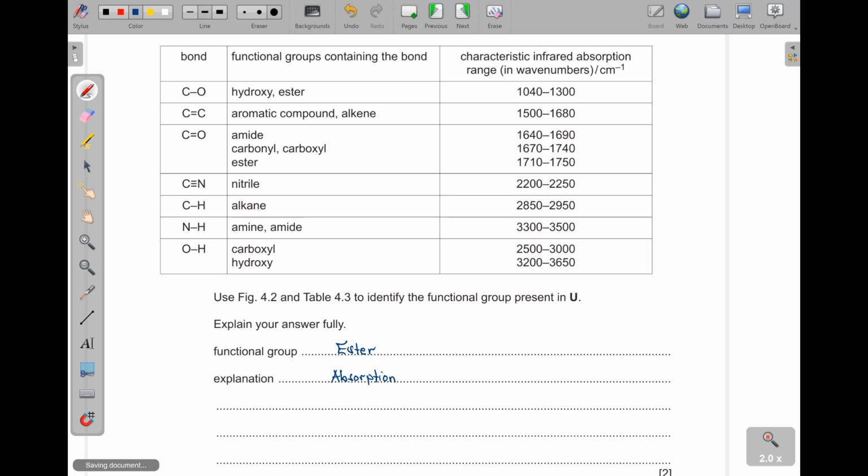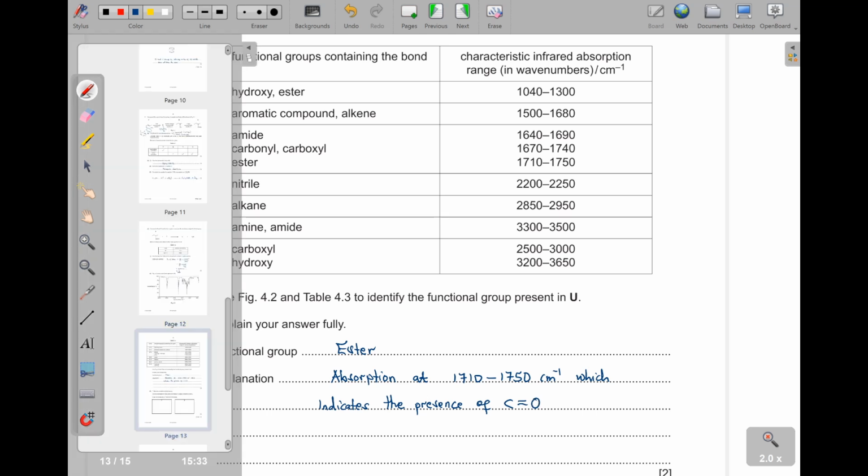There is an absorption at 1710 to 1750 per centimeter, which indicates the presence of this bond here, C=O, the C double bond to O.